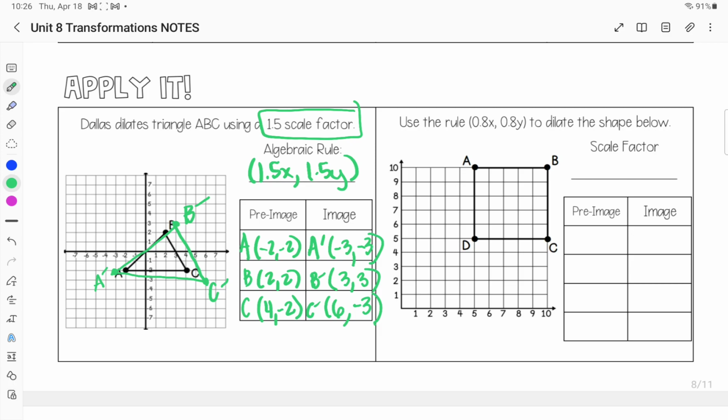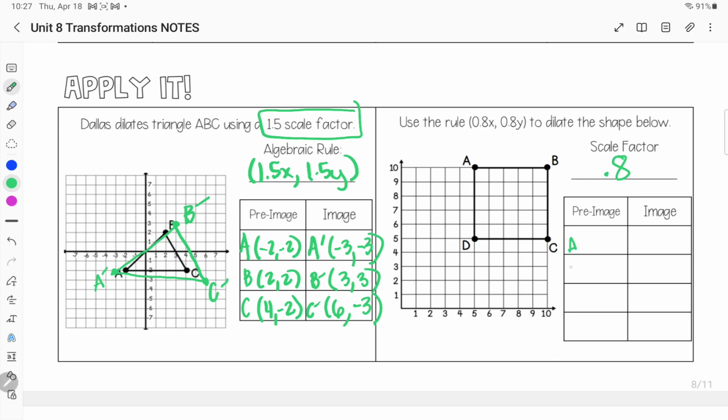Now you'll notice on this one it didn't say dilate by a scale factor of 1.5. It says use the rule to dilate the shape. So in this, our rule is take each x and each y, so take this x, take y, and multiply it by 0.8. So my scale factor is 0.8. You'll notice that these ones were all bigger than 1 and my shape got bigger. My pre-image was bigger. Right now, I'm going to multiply my pre-image points by 0.8. So this should shrink down.